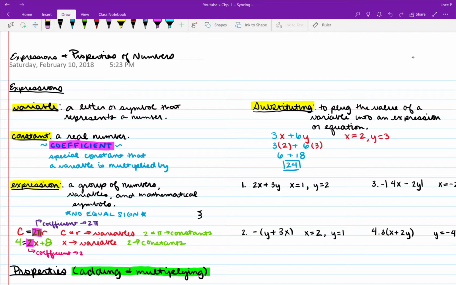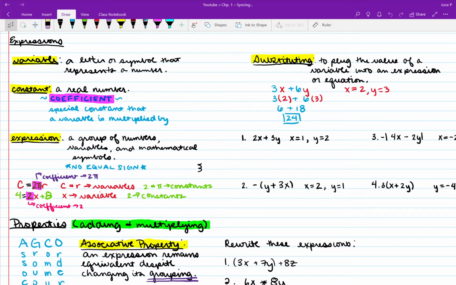A constant is frequently used as the coefficient. A coefficient is also a really important word that we should know. A coefficient is a special constant that a variable is multiplied by. So basically, this is the number that goes in front of a variable. We'll see this in examples in a bit.